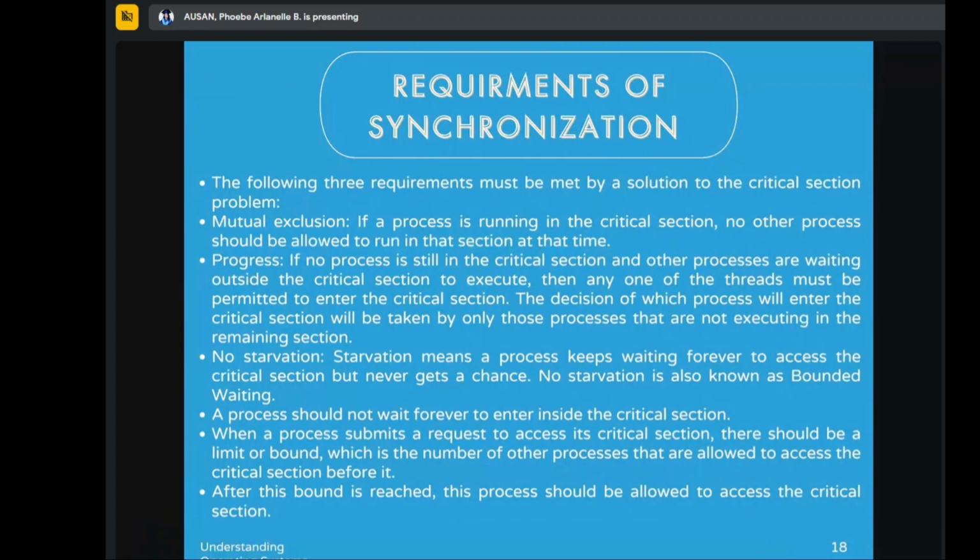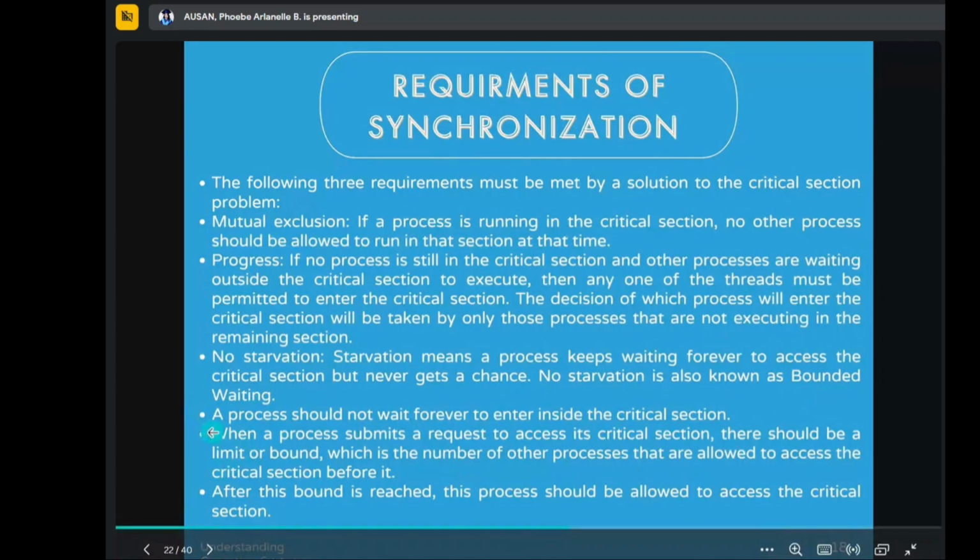Next requirement is no starvation. Starvation means a process keeps waiting forever to access this critical section but never gets a chance. No starvation is also known as bounded waiting. Wala sila mga bounded waiting na wala yun, di na sila naka-access sa critical section. But wala sila chance na naka-access sa critical section.